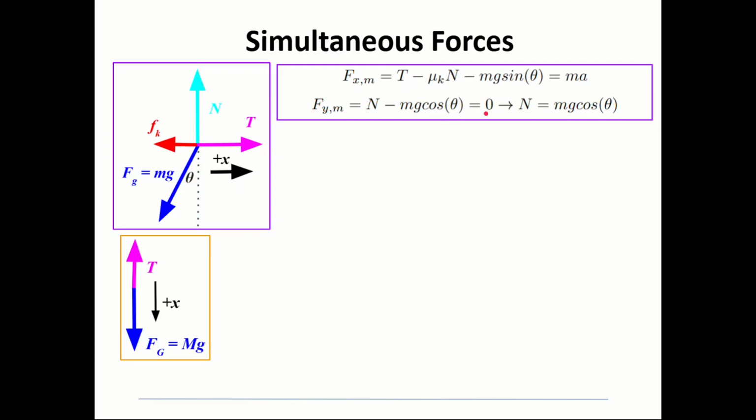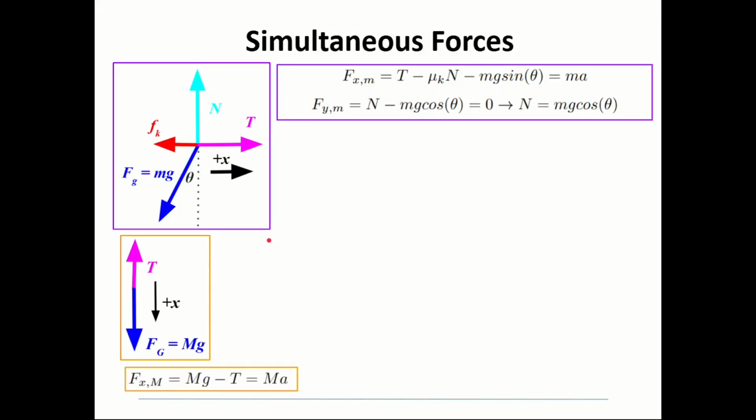And since the box is not going to be moving in the y direction at all, it's not accelerating in the y direction, we can set the sum of the forces in the y direction equal to 0. And thus we get our normal force is equal to mg cosine of theta when we solve for the normal force from this equation.